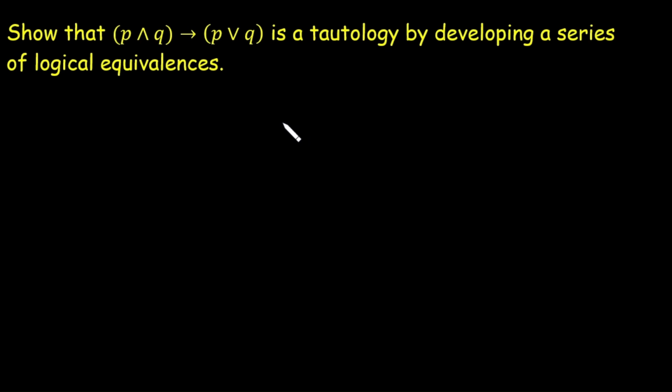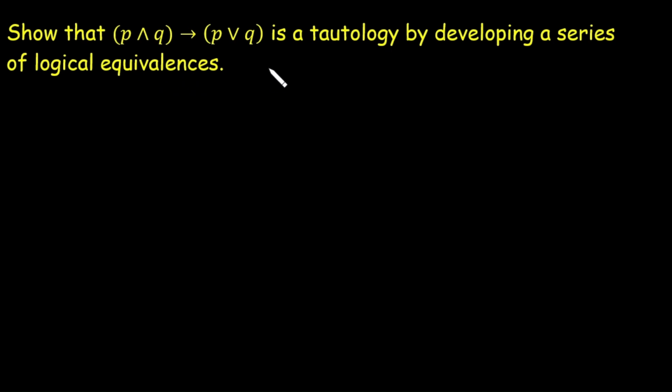Based on the logical equivalence laws, we can prove multiple statements to check whether they are logically equivalent or not. The first example is to show that P and Q implies P or Q is a tautology by developing a series of logical equivalences. One way to show that this is a tautology is a truth table. Second is with the help of logical equivalence laws.